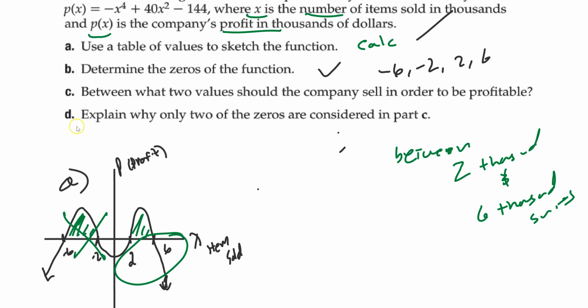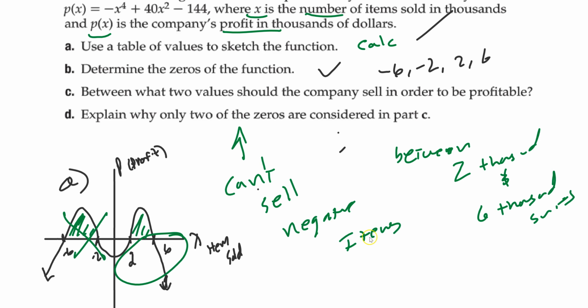And then, explain why only 2 zeros are considered. Because you can't sell negative shirts. Sorry, I can't sell negative items. There we go. That's the lesson.